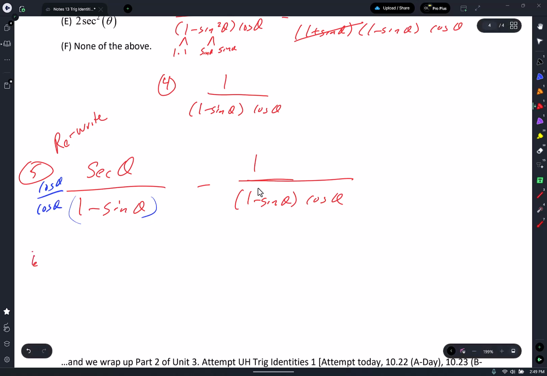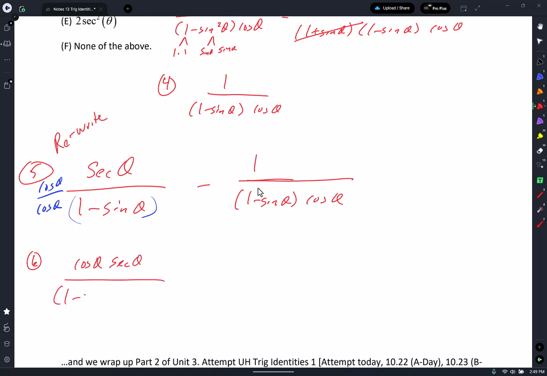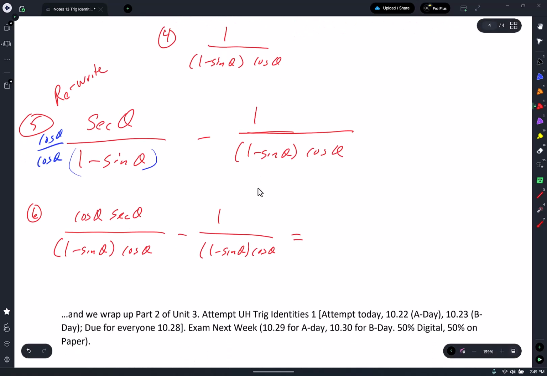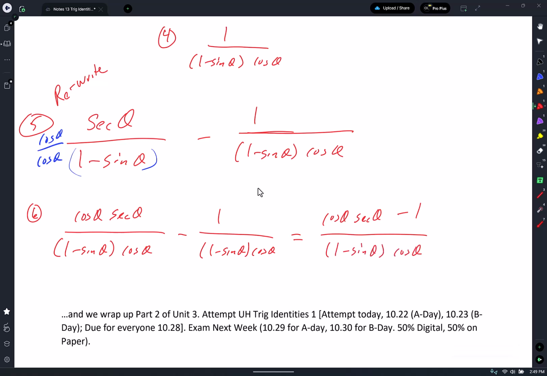So now I'm going to write step number 6. I'm going to have cosine theta secant theta over, I guess I'll write it like this one, 1 minus sine theta times cosine theta, minus 1 over 1 minus sine theta cosine theta. And then since both the denominators are the same, I'm going to group them and write it like this: cosine theta secant theta minus 1 over 1 minus sine theta cosine theta. Did that make sense?